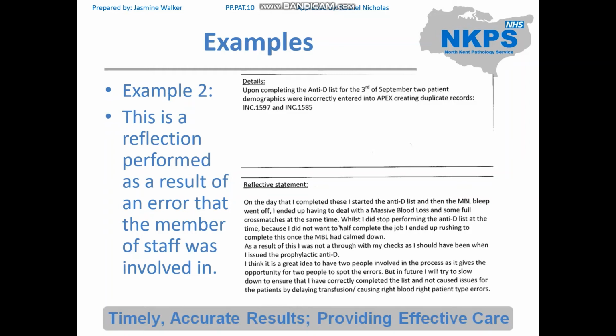As a result of this, I was not as thorough with my checks as I should have been when I issued the prophylactic anti-D. I think it's a great idea to have 2 people involved in the process, as it gives the opportunity for 2 people to spot the errors. But in future, I will try to slow down to ensure that I have correctly completed the list and not caused any issues for the patients by delaying transfusions or causing right blood, right patient type errors.